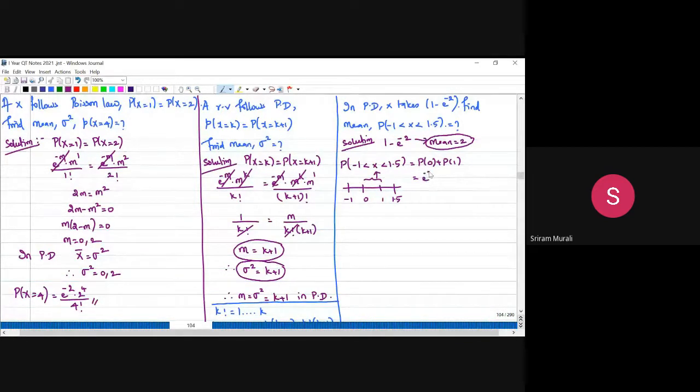So e power minus 2, 2 power 0 by 0 factorial, plus 2 power 1 by 1 factorial. So the answer will be 3 into e power minus 2. That's it.